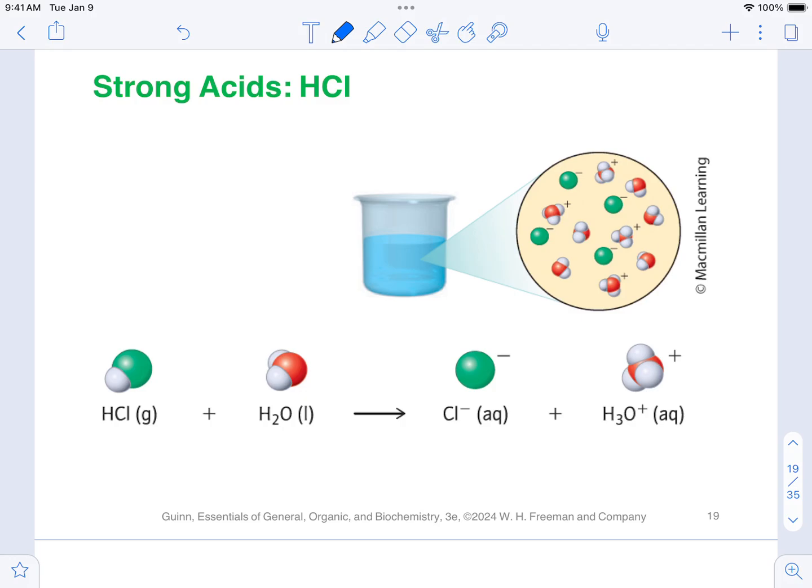Here's an example of a full dissociation equation for hydrochloric acid. Hydrochloric acid is one of the 6 strong acids. So you can see here that this arrow is only going in the forward direction. There is nothing happening in the reverse direction. Our acid here is made up of H and Cl ions. It completely dissociates into the Cl- ions, and the H is given to the water, where we have the H3O+ ion. So that is a full dissociation.